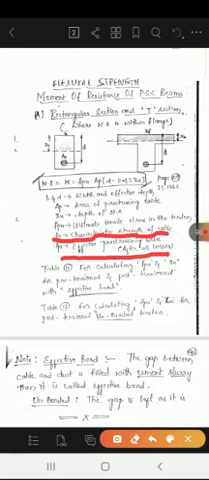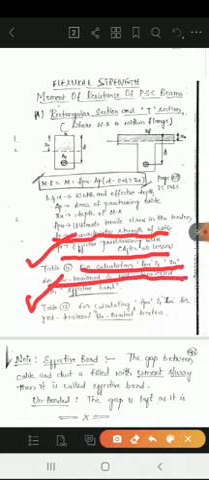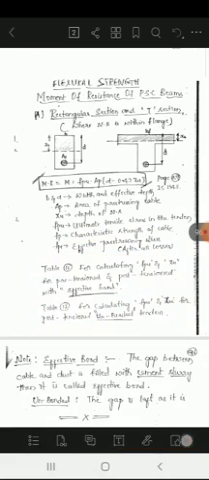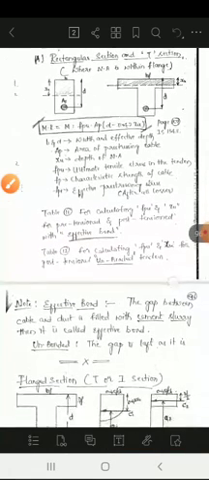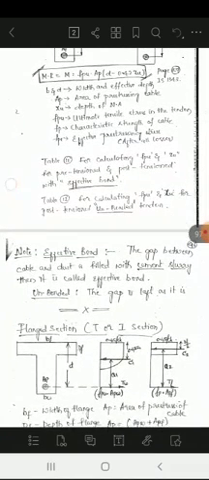Next, there are two tables: table 11 and table 12. Table 11 is for calculating the FPU and XU for pre-tensioned and post-tensioned members with effective bond. Table 12 is for calculating the FPU and XU for post-tensioned members with unbonded tendons. What is bonded and what is unbonded, that we will see.